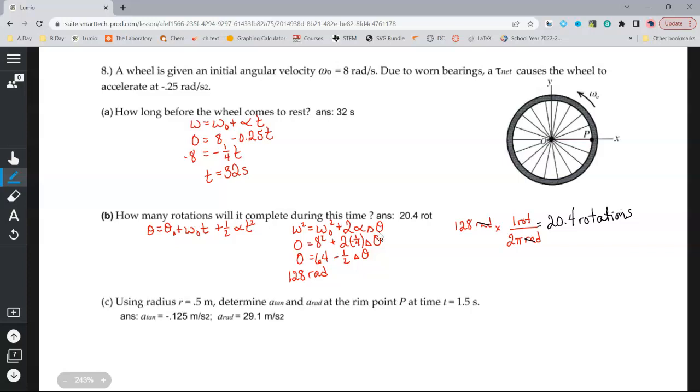So I'm going to challenge you to go ahead and look at this tangential and radial acceleration. Remember, the tangential is going to be r alpha. The radial is going to be r omega squared. So pause this, calculate those, and come back.